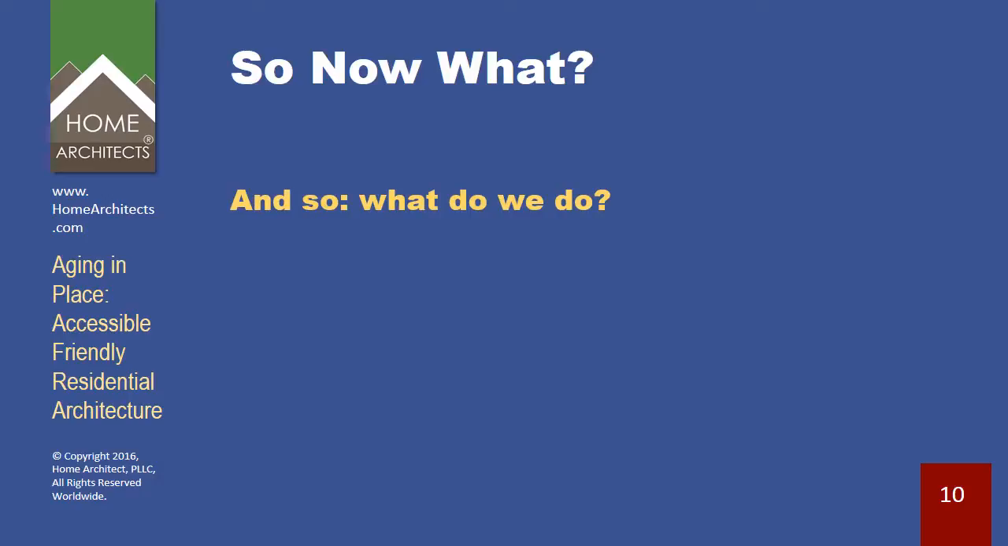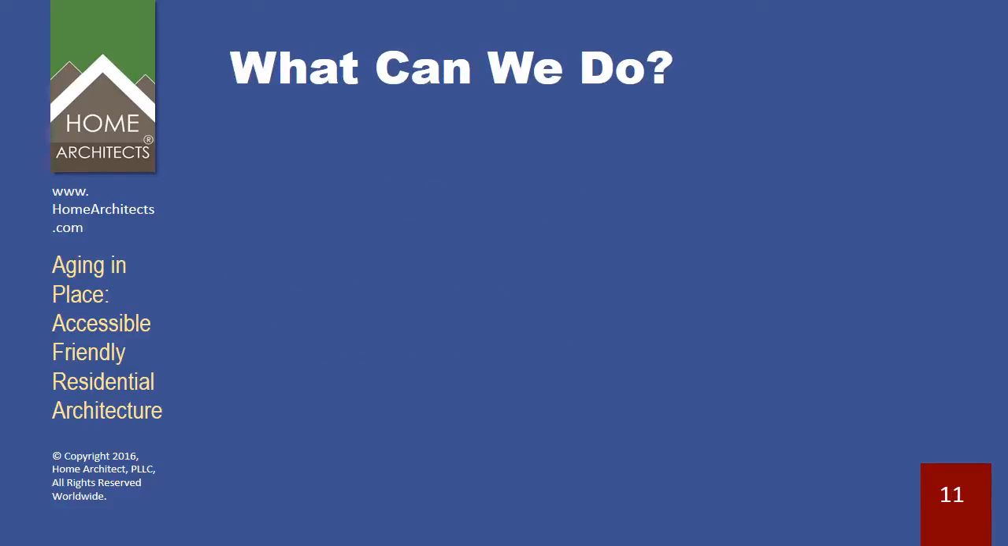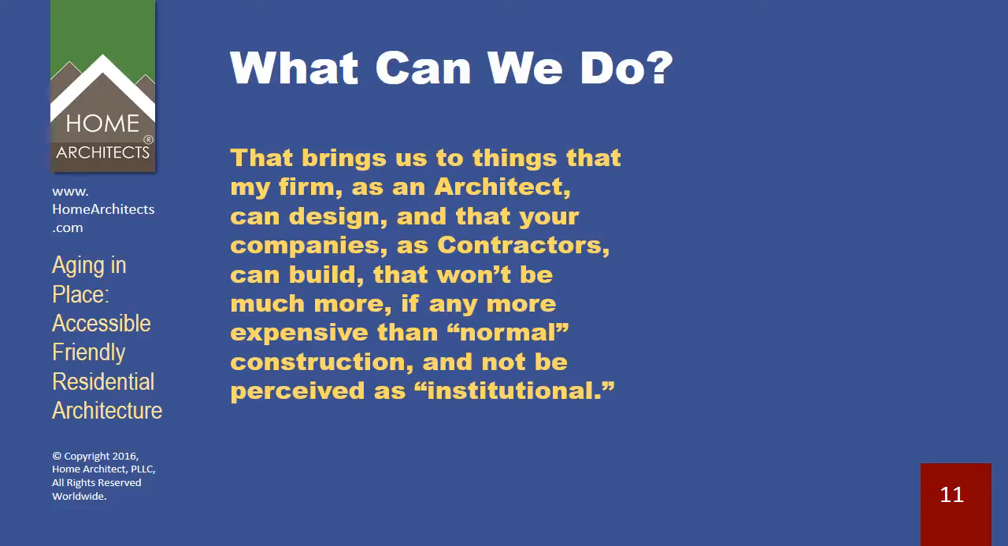So now what? How do we make single-family residences more accessible friendly if we're not going to make them comply with ADA or ANSI requirements where we're not required to do so? That brings us to things that my firm as an architect can design and that your companies as contractors can build that won't be much more, if any, more expensive than normal construction and not be perceived as institutional. How is this done?